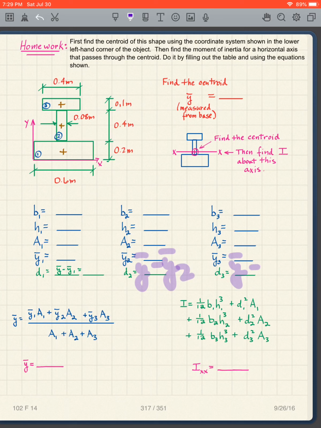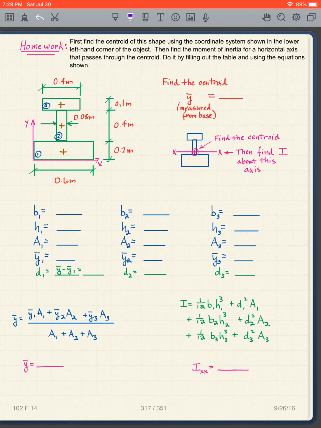So that gives me my d's, and by the way, don't worry whether it's plus or minus because it's going to get squared. It's going to get squared in my moment of inertia equation. So whether it's plus or minus doesn't matter to us because it's going to get squared. It's going to be a positive number anyway.